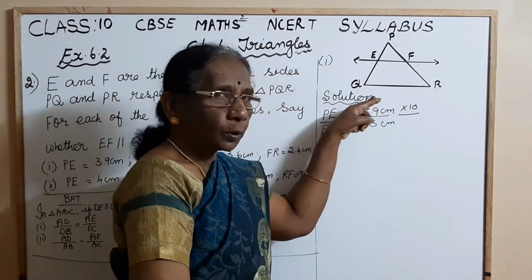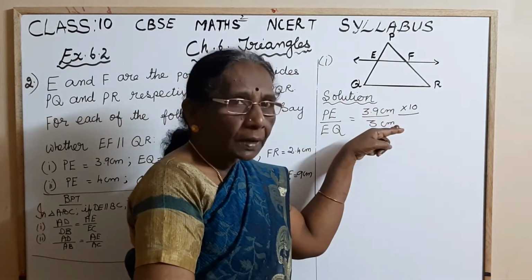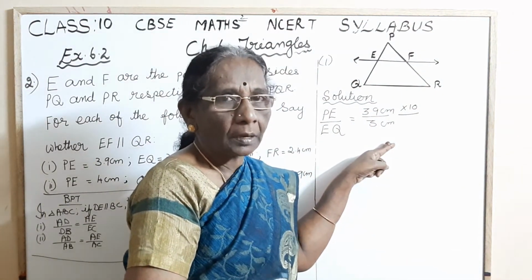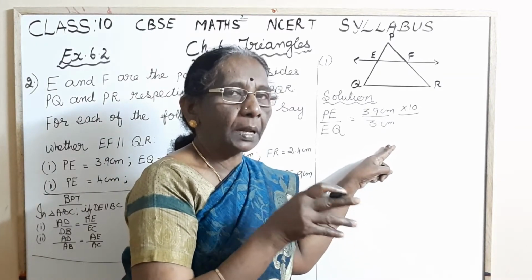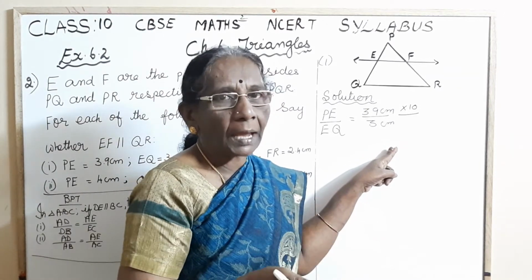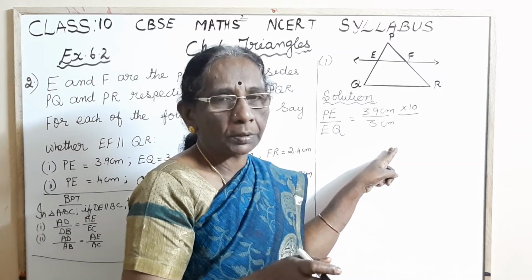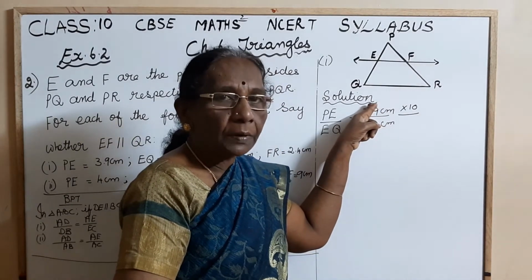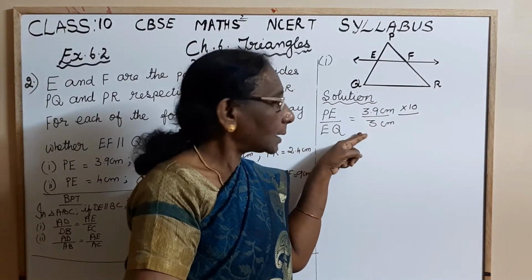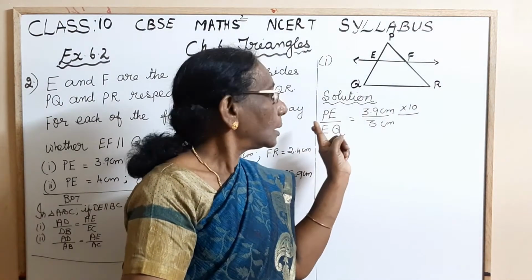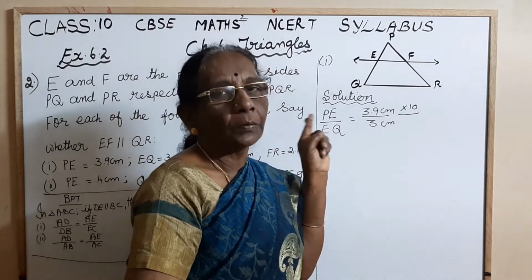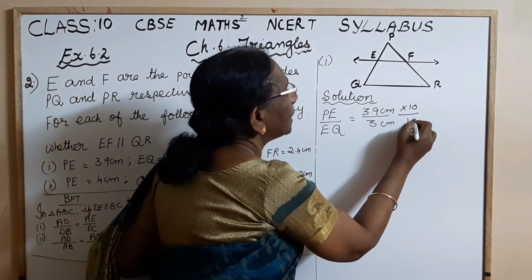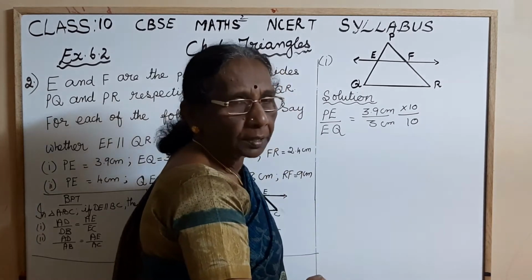If you multiply the numerator by 10, the equal share should be given to the denominator also. Isn't it, children? In a family, if brother and sisters are there, equal share should be given to both, isn't it? The same way, here also we have to give equal share to the numerator and the denominator. Then only the value of this ratio will not change. So if you multiply the numerator by 10, denominator also should be multiplied by 10.